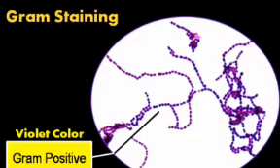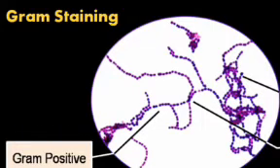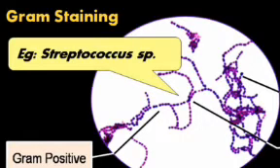Then this one is still Gram positive, but with a different arrangement. You can see it is arranged in chains, and it is still violet in color, Gram positive. So you call it Streptococci species. That is for Gram positive, so you can see we have the two types of it.